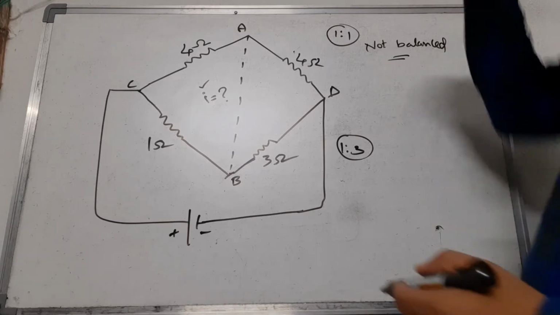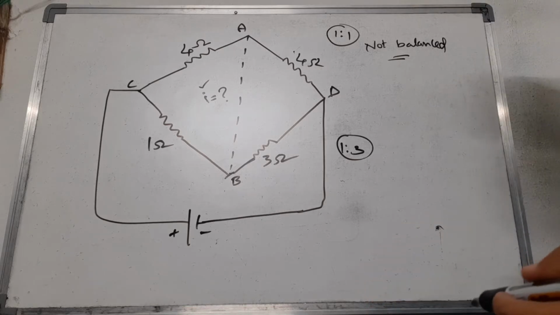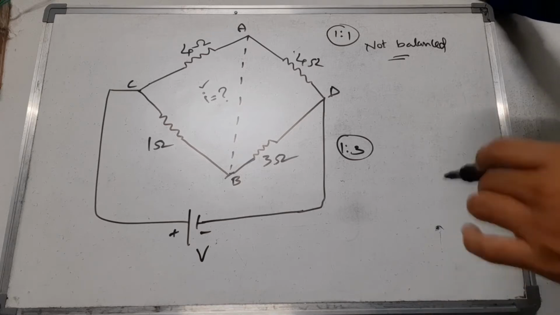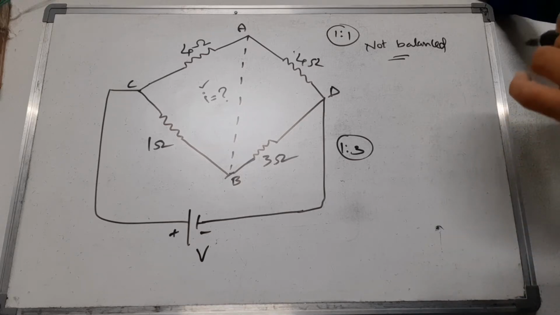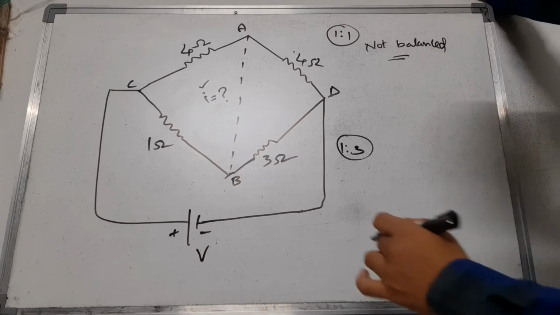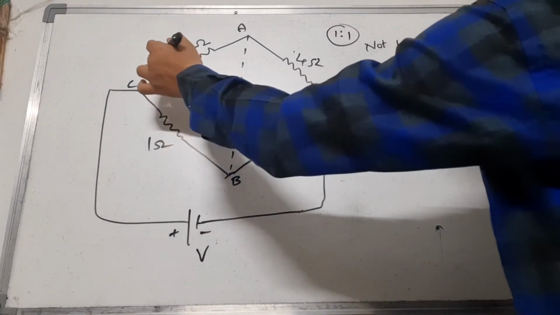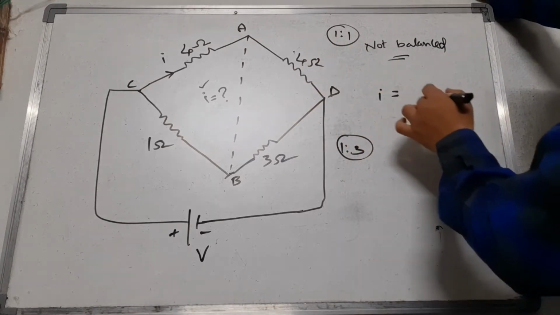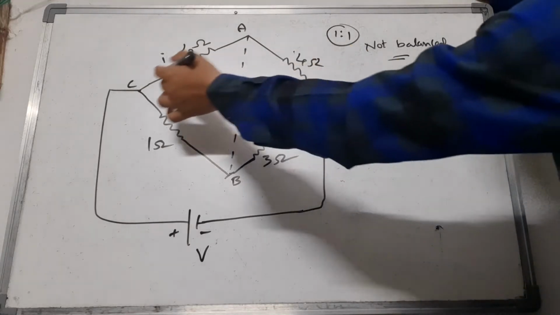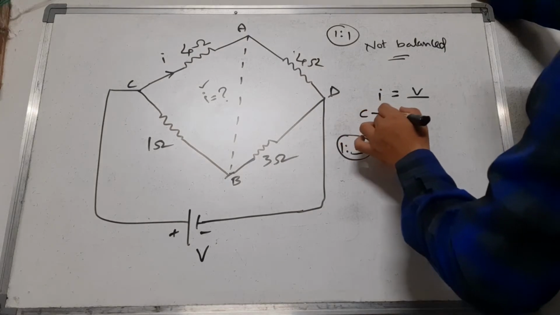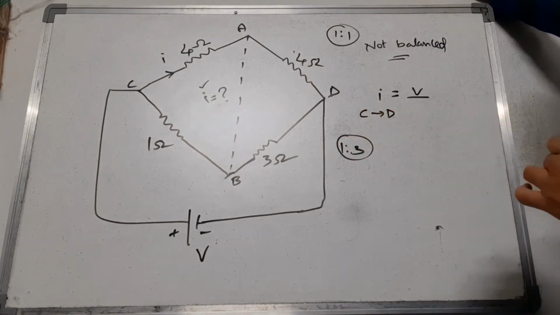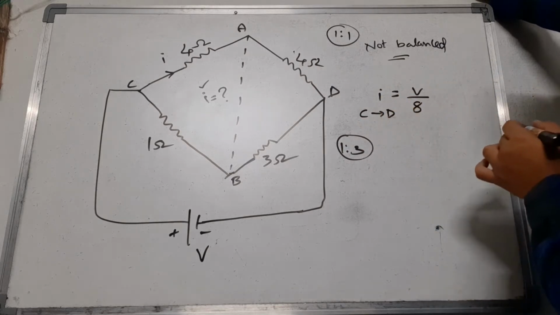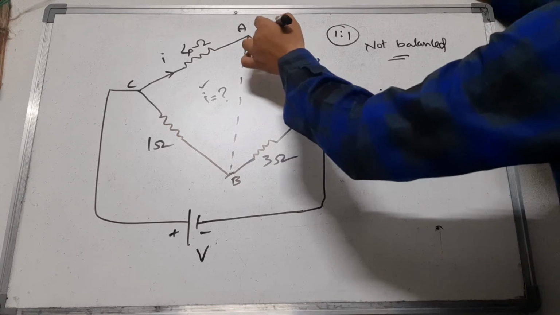First of all, we shall calculate, suppose V voltage is given, then the current flowing through this one is I. So I is equal to V by, here total I am calculating from C to D. So total resistance from C to D is 8 ohms, because resistance is 4 plus 4 here.